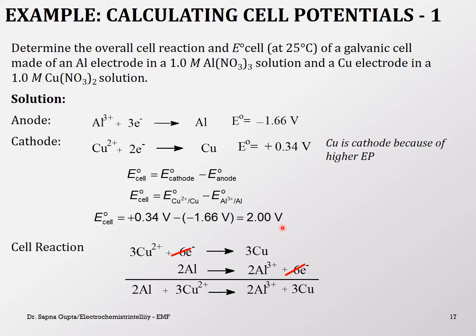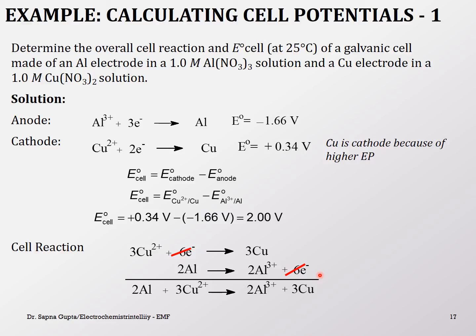which means the E cell for this is 2 volts. The cell reaction for this is going to be like this, which means that you have to multiply both of the reactions by 2 and 3 respectively. And then you have to, of course, turn the equation around, where copper is going to be accepting the electrons and aluminum is going to be losing the electrons, because aluminum is the anode. So you flip the equation over here, and so that's how you set up the cell reaction for this.